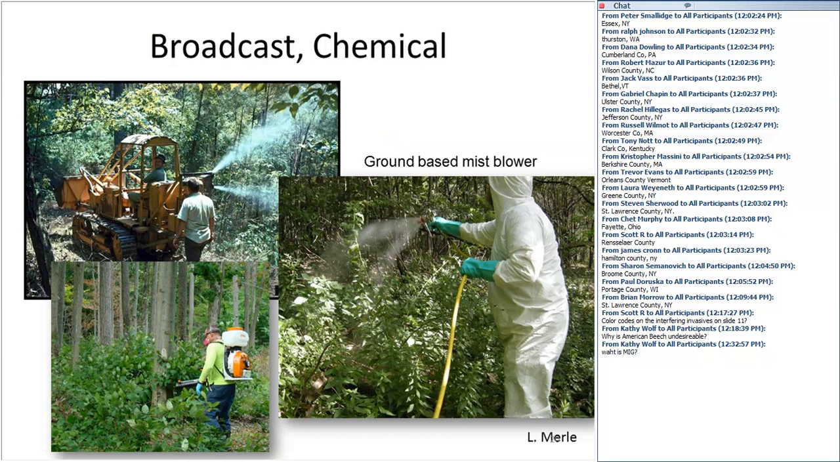Broadcast chemical: you use different types of ground-based machines, backpack mist blowers, or spray pumps to apply typically glyphosate-based products, so Roundup-type products that are sprayed to control foliage. So these are mostly foliar sprays, at very low concentrations, 1 or 2% active ingredients.